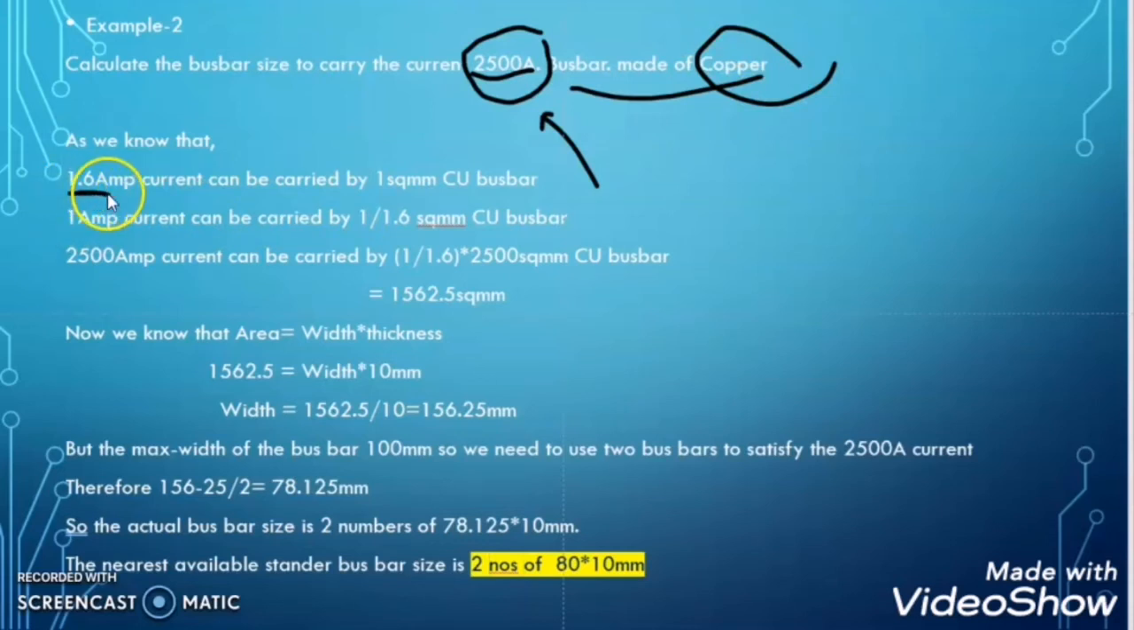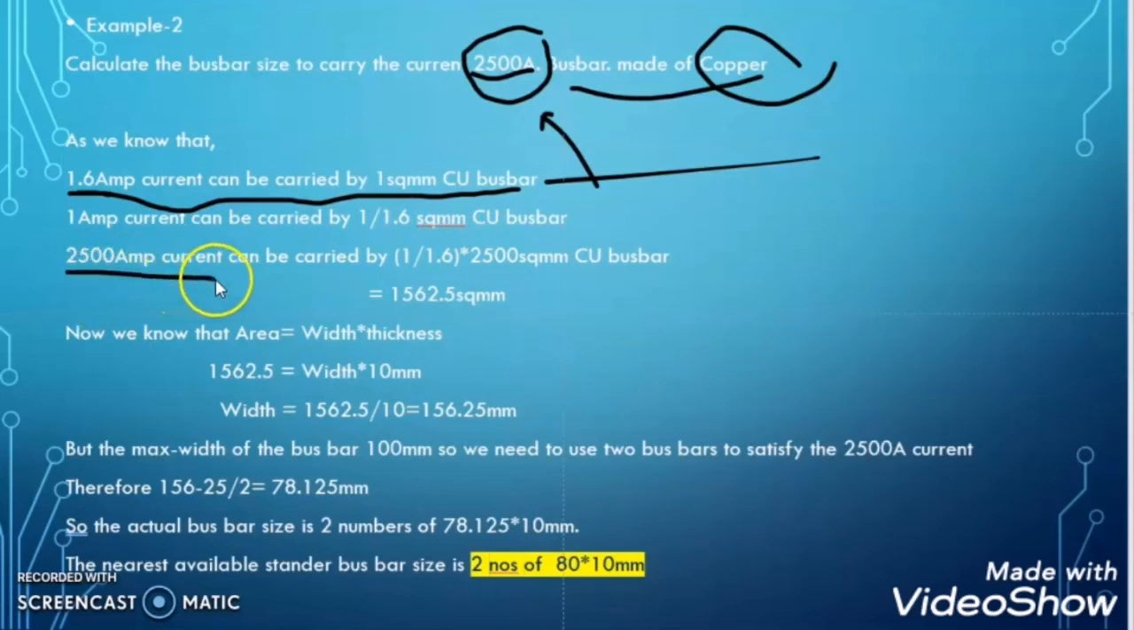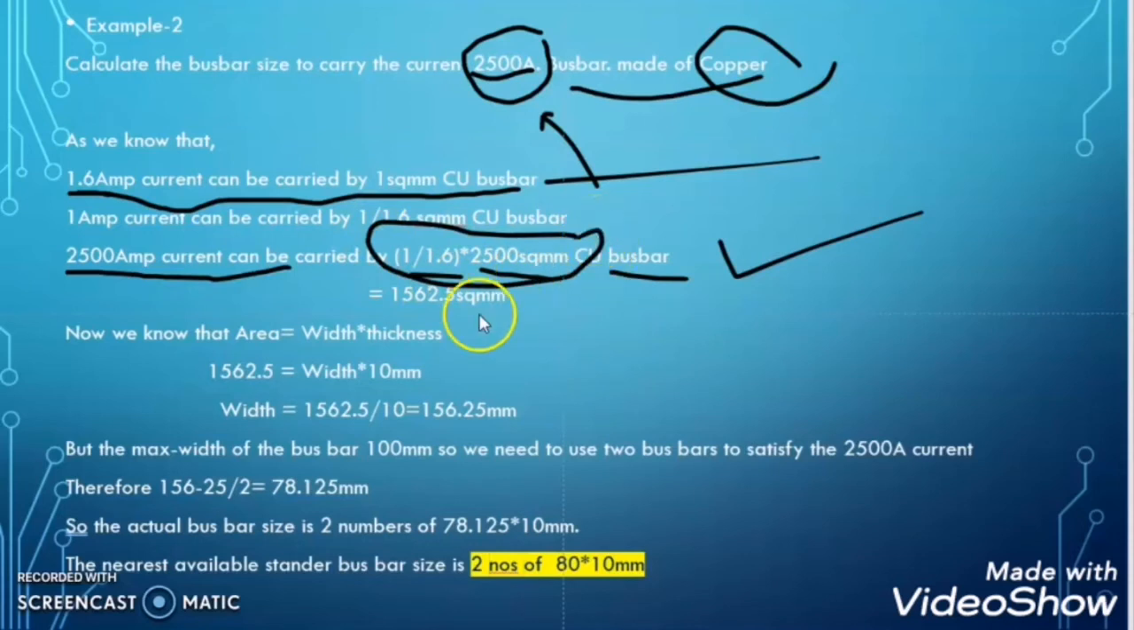So, 1.6 ampere current can be carried by 1 square mm of copper conductor from the thumb rule. Then 1 ampere current can be carried by 1 divided by 1.6 square mm copper bus bar. Then 2500 ampere current can be carried by 1 divided by 1.6 into 2500 square mm copper bus bar. This is simple mathematics. When we calculate this, we get 1562.5 square mm copper conductor.